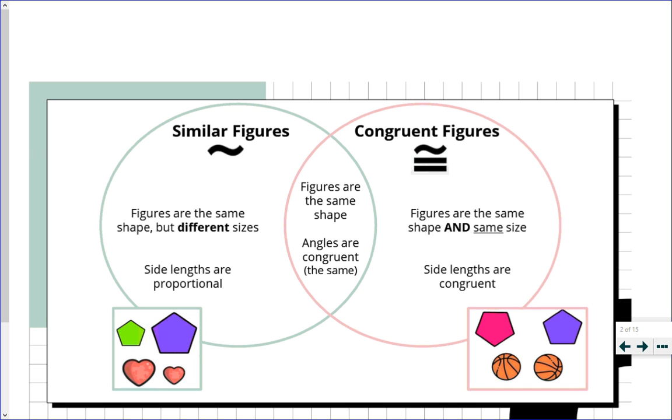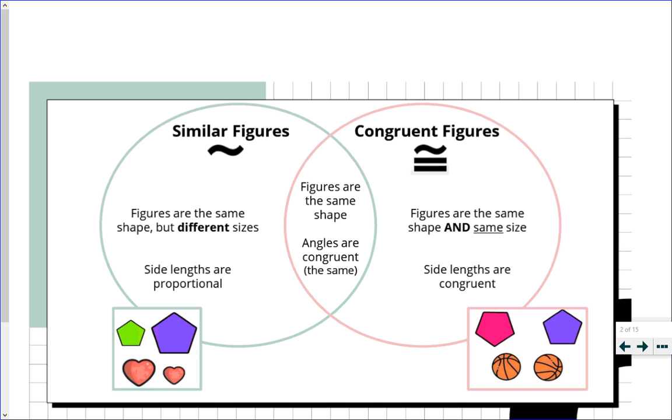Degrees, the angle on the other shape will be 120 degrees. For similar figures, they're just slightly different than congruent figures. The figures are the same shape, but they're going to be different sizes. The angles will still be the same. So if you have two figures, and this is 120 degrees, the angle in the purple pentagon will also be 120 degrees. The side lengths will be proportional.